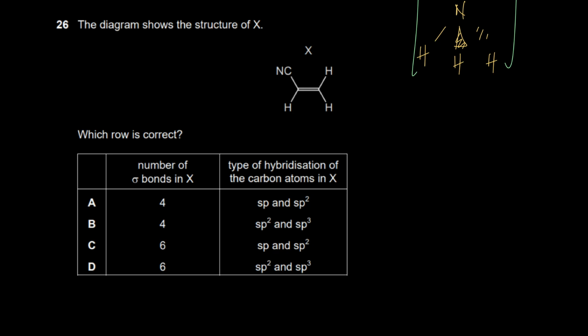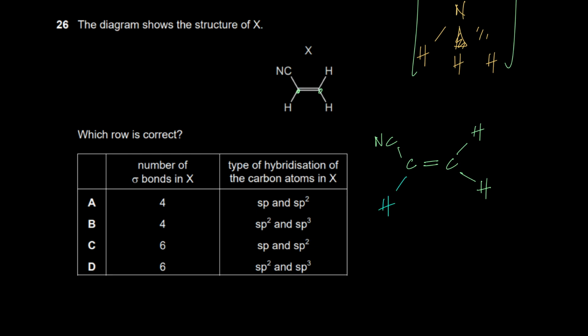The diagram shows the structure of X, which is correct. Now, sigma bonds in X. Before that, you've not seen structures like this. Let me simplify it for you, because you'll learn more of this in organic chemistry. These dots, these nodes, are actually carbons. So we're slowly and gradually getting a taste of organic chemistry.